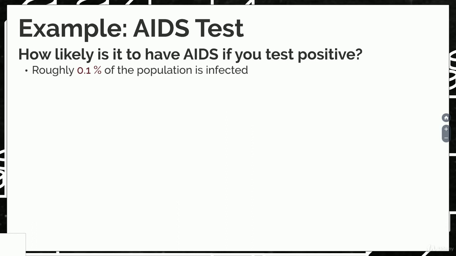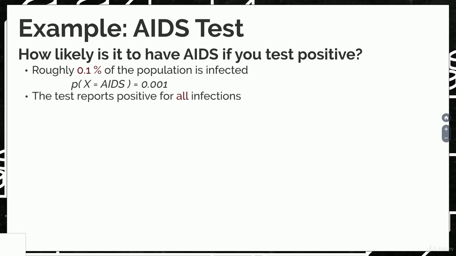But let's actually see. So we're going to start with a couple assumptions here. Roughly 0.1% of the population is infected with AIDS. So we have the probability of X equals AIDS is equal to 0.001. This is 0.1%. Our next assumption, the test reports positive for all infections. If you have an infection, 100% of the time you are going to be testing positive. So we have the probability of Y, test positive, given that X, you have AIDS, is equal to 1.